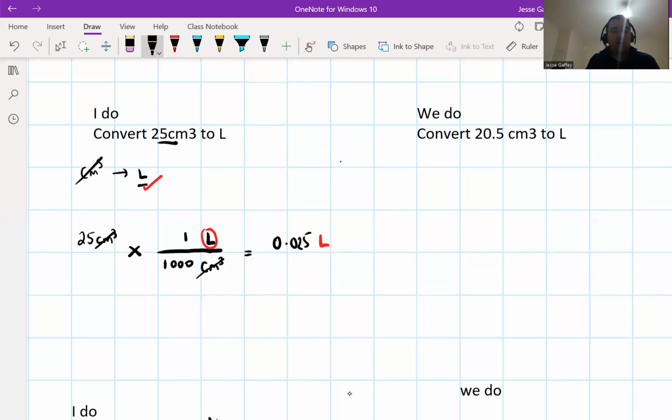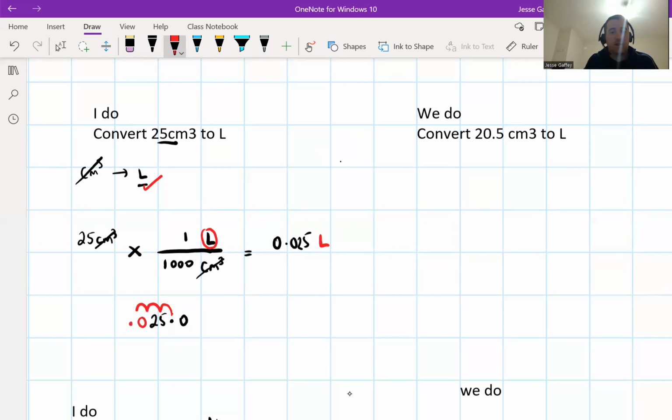Now, there's another way of thinking about this. I'm going to give you a shortcut to think about this. If you have 25 centimeters cubed, well, we know that this number really is 25.0, okay? And if you think about it, what you're doing is you're essentially dividing by 1,000 here. 25 times 1 over 1,000 is the same as saying 25 divided by 1,000. And you learned in first year maths that if you wanted to divide by 1,000, what we would do is move the decimal place 1, 2, 3 spaces to the left.